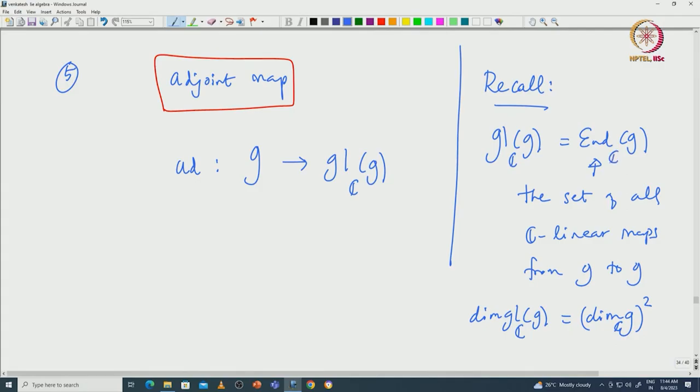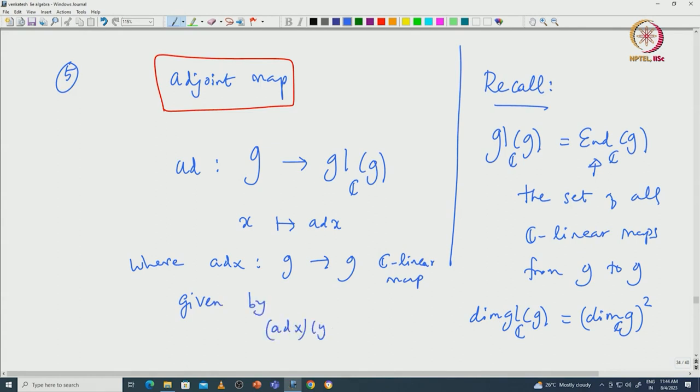So now this is the map that we are defining, this adjoint map. What it does, it takes an element x to what is called ad x. So what is this ad x, where ad x is a map again from G to G. So this is a C-linear map, okay. That is easy to check, given by ad x of y is nothing but the bracket [x, y] for all y in G, okay. So this is the particular map that we are talking about, which is just a linear map.